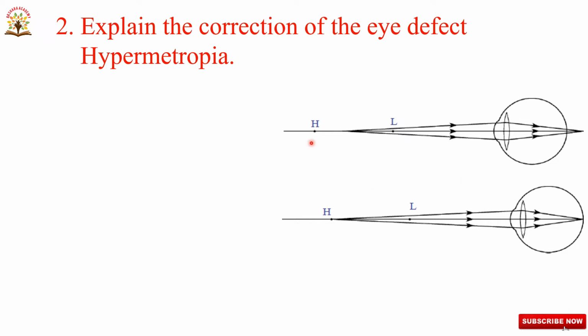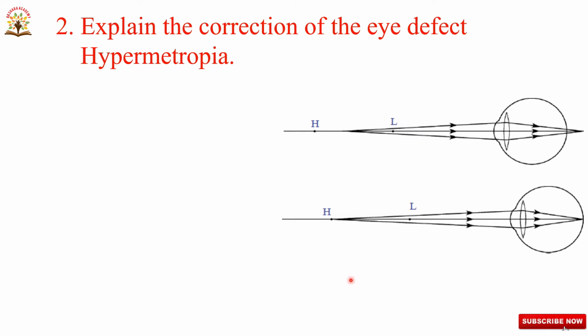This is the hypermetropic point, and L is the minimum distance. This is the convex lens, and this is the eye. And next here, in the first case, the image is formed beyond the retina.